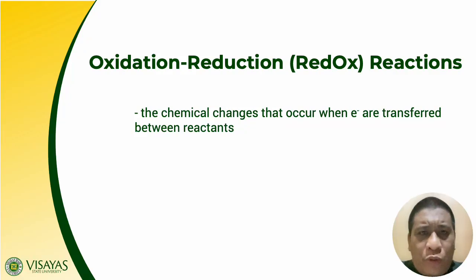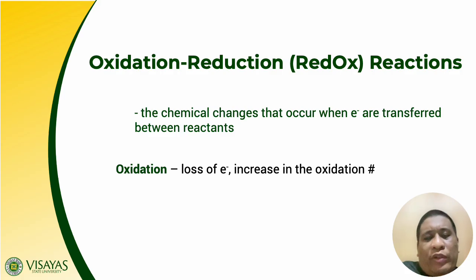Okay, good day. So for this lesson, we will be tackling redox reactions, or oxidation and reduction reactions. In redox reactions, we look into chemical changes that occur when electrons from one reactant are transferred to another, forming respective products. The term redox actually comes from two terms.